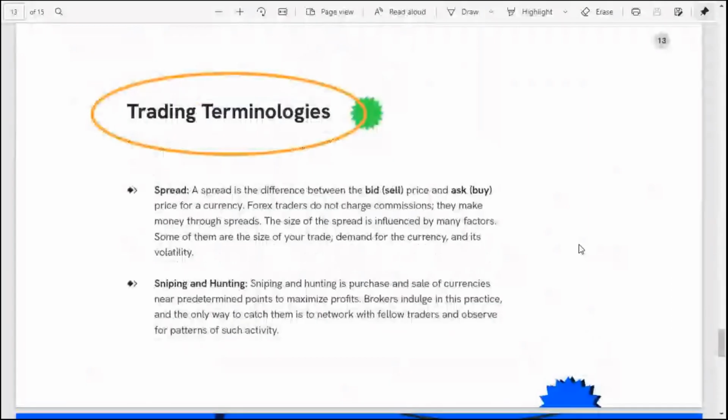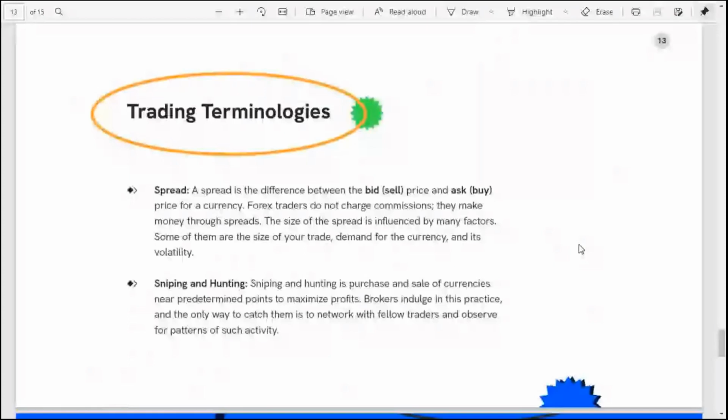Spread, sniping and hunting. So spread is basically the difference between the bid and the ask price of a financial instrument or currency pair. Forex brokers, to be precise, we as a broker, we don't charge commissions. We make our money through spread. So just the difference between your ask and your bid price, how much you're selling for, how much you're buying for, the difference there, we make money from it.